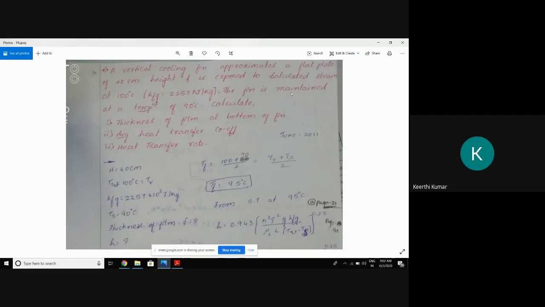Then the fin is maintained at a temperature of 90 degree. Check out here. The fin is the surface. It is 90 degree. The steam is the fluid. That is 100 degree. So fluid temperature, vapor temperature is 100. The surface temperature is 90 degree.